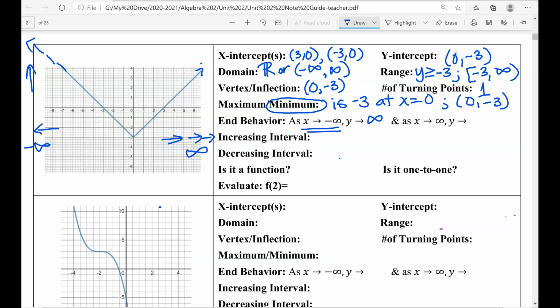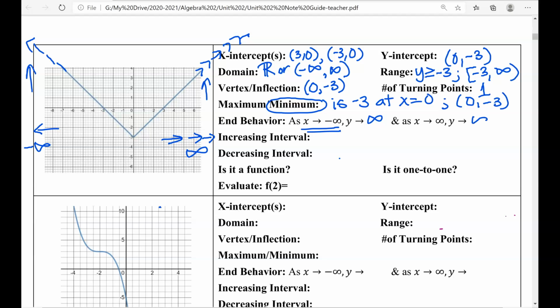what is this guy right here doing? This guy right here keeps going up. Well, up means going to positive infinity. Okay, and end behavior is brand new to you, so make sure you ask more questions if it's confusing, okay?